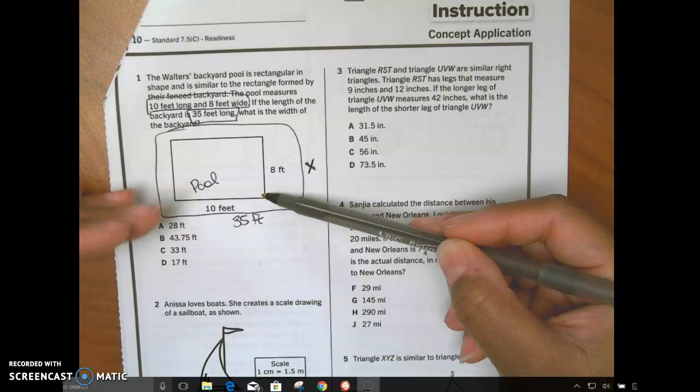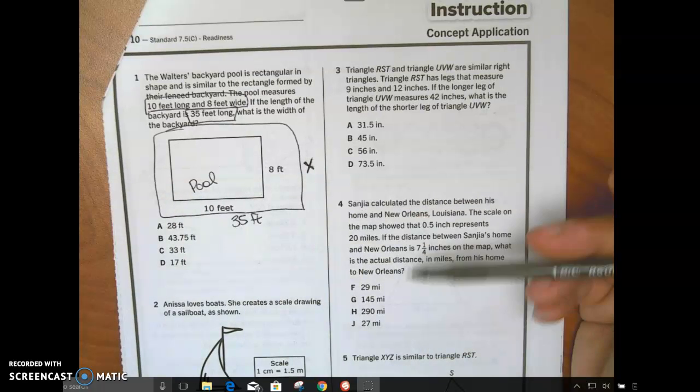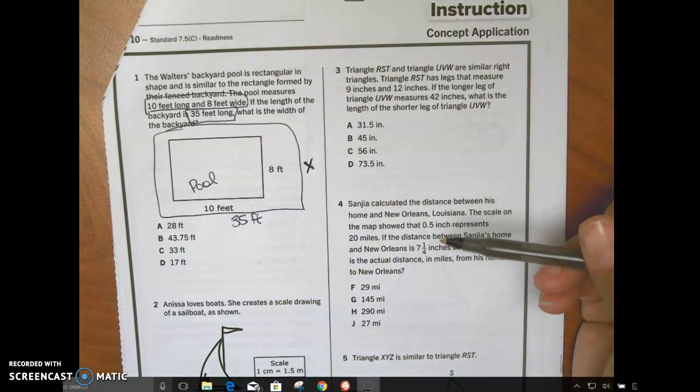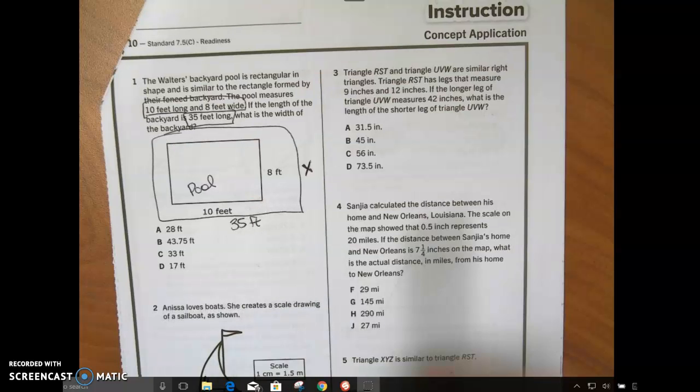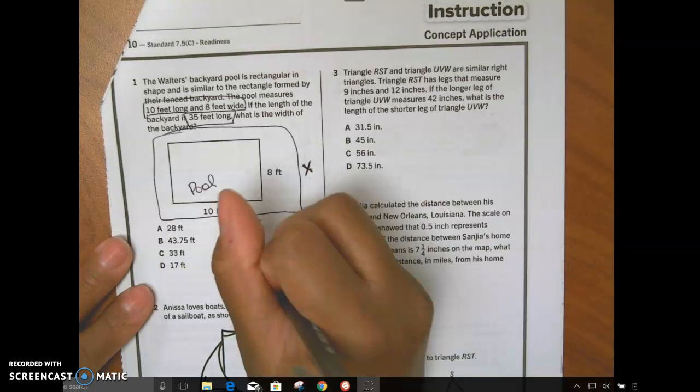If the pool is 8 feet long, would my fence be 8 feet long too? No, because my fence is not completely surrounding my pool. I need some yard around there. I need to be able to walk to the pool to get in, correct? Yes, sir. Yes, that was what she said, basically. So, how do I solve? What do I do? Make a proportion. That's exactly what I want to hear.